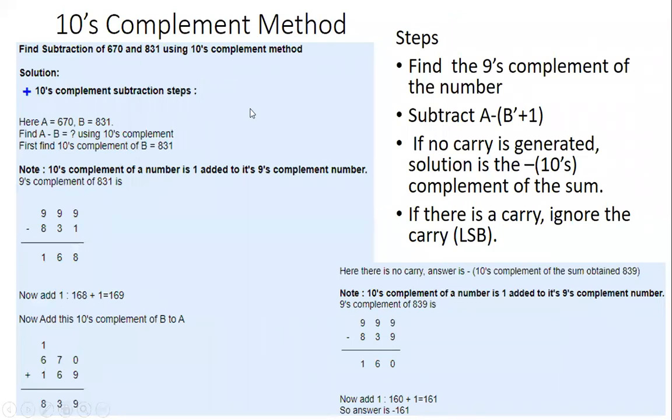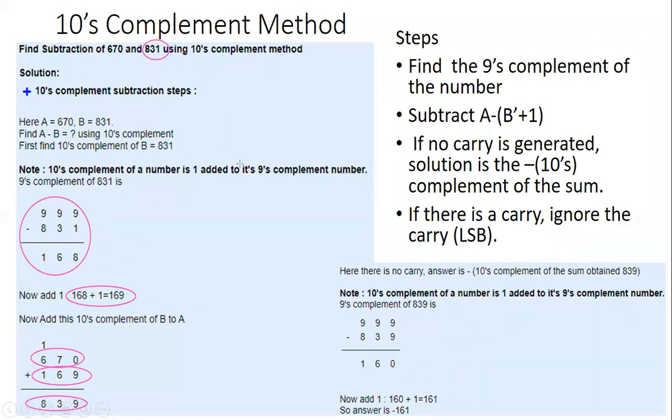10's complement method. How will we take 10's complement of a number? 10's complement is: find the 9's complement, add a 1. That is 10's complement. So this is our number 831. 9's complement is 168. If I add a 1, it will be equal to 169. Next, you have to add 670 plus 169, which will be equal to 839.